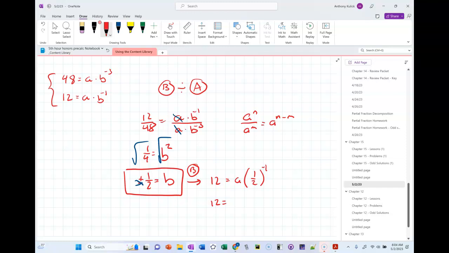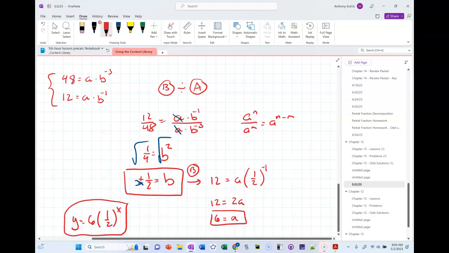What was 1/2 to the -1? Somebody started talking. 2, excellent. Just makes a reciprocal, right? So if I divide by 2, I get A is 6. So we'd say y equals 6 times 1/2 to the x. Everybody feel good so far?